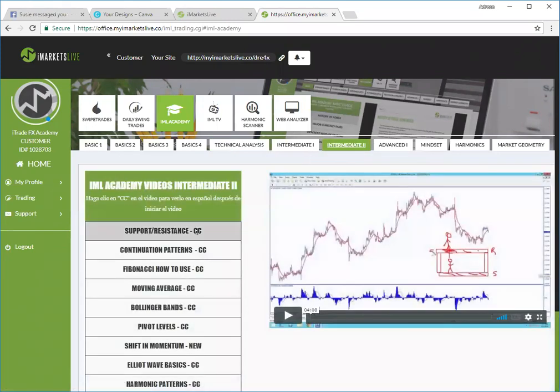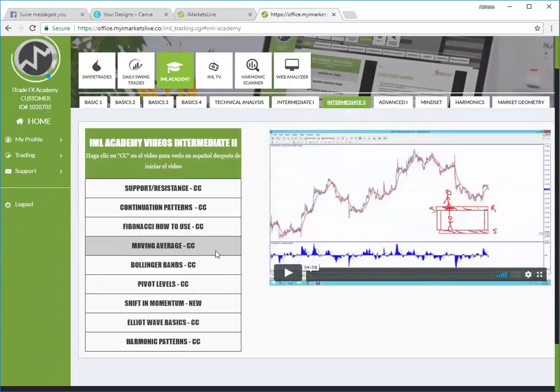Then you got intermediate two. Again, we have support and resistance. Continuation patterns, very important. Fibonacci, how to use it. Fibonacci is one of the most underrated. I feel like it's underrated or even overrated indicator out there today.